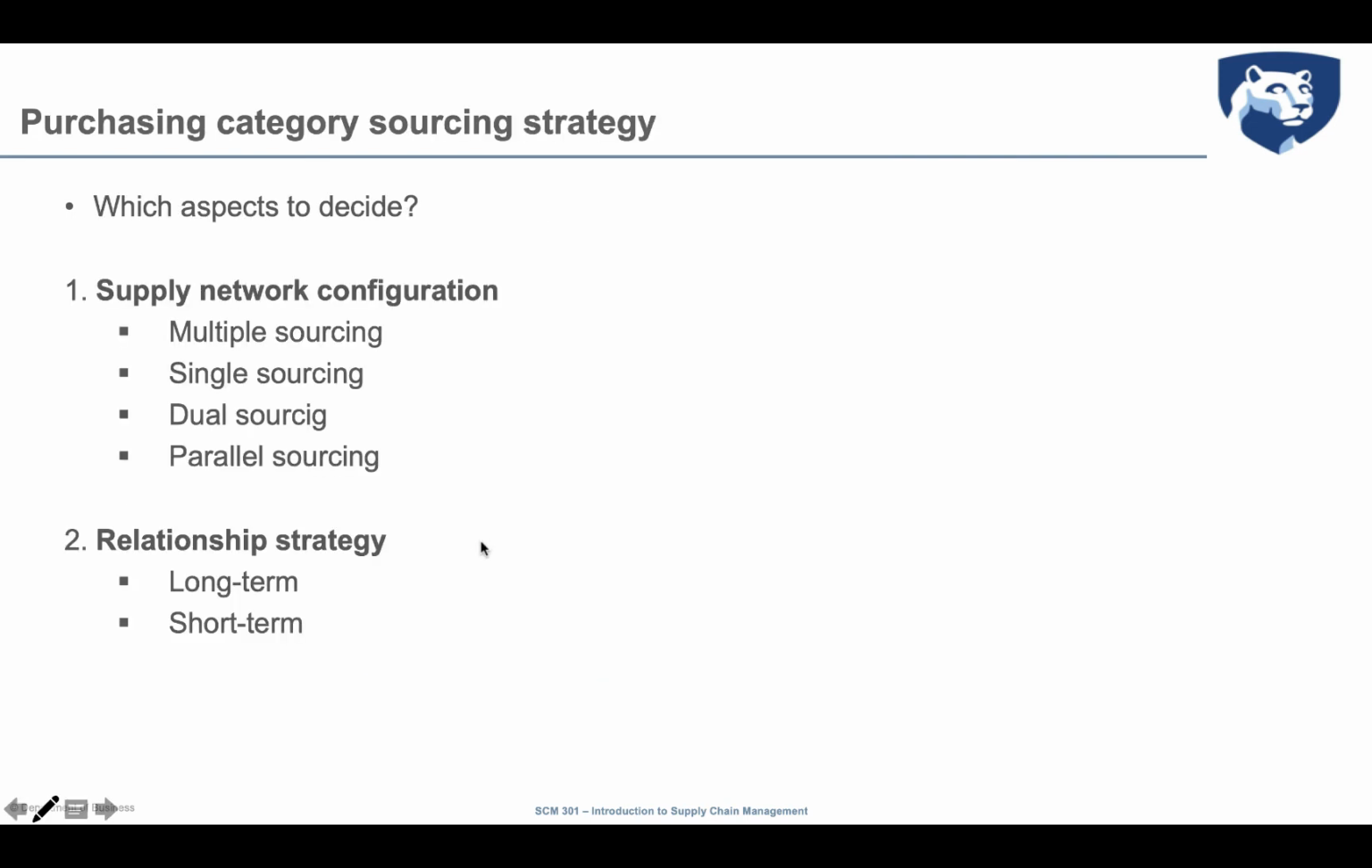Sourcing strategy is realized at two levels. One is the configuration of the supply network, basically how many suppliers I want to have for each category. And the second level, which type of relationship I want to establish with the supplier. And we distinguish between multiple, single, dual and parallel sourcing for what concerns the supply network configuration, and the long-term and short-term for what concerns the relationship strategy. Let's analyze that very quickly.